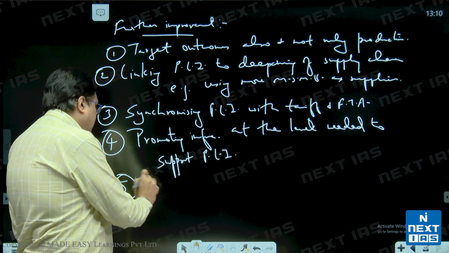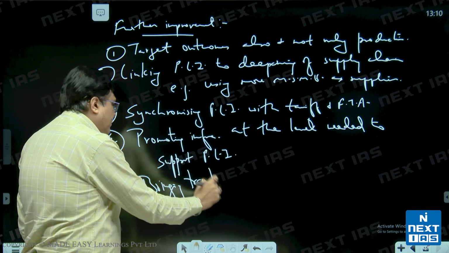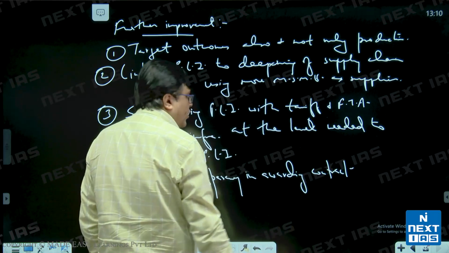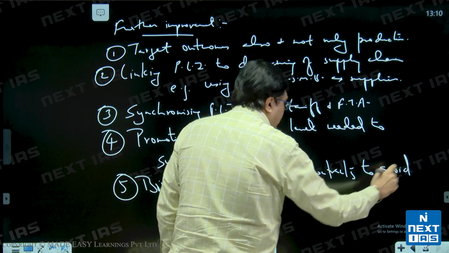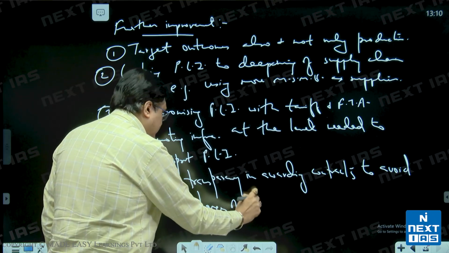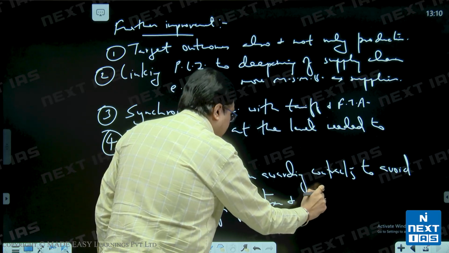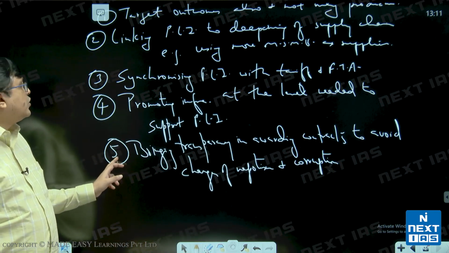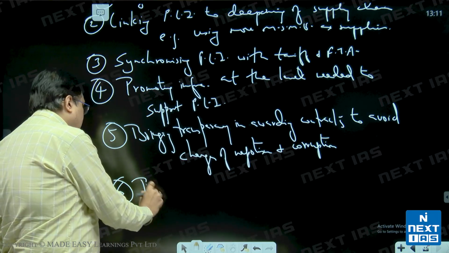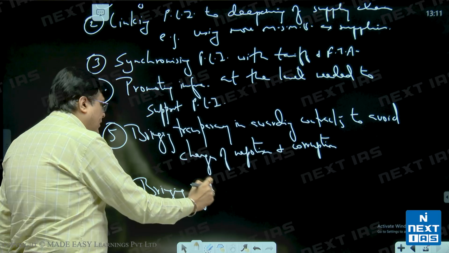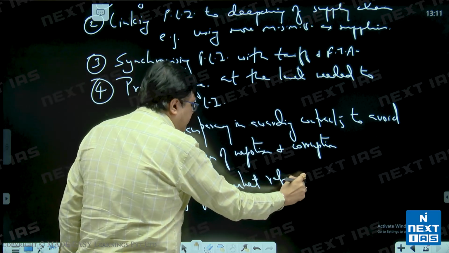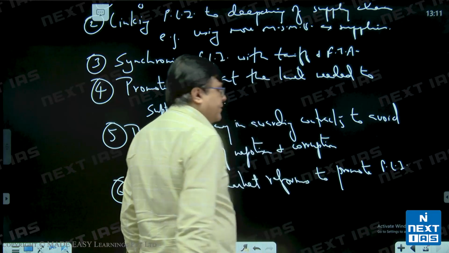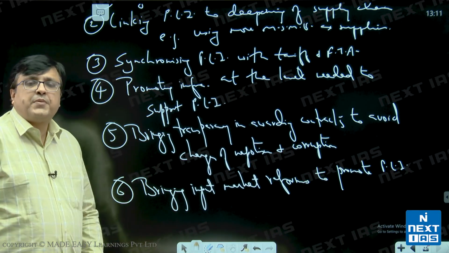Another is bringing transparency in awarding contracts to avoid charges of nepotism and corruption. That is another thing we need to do. And then bringing input market reforms, land, labour and capital, which I was telling you a while ago, to promote PLI. So if you explain these 6 points in even 10 words each, that makes 60 words.